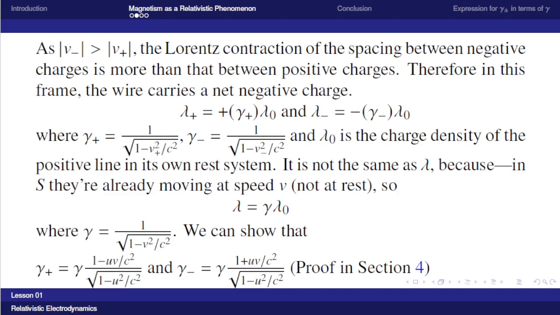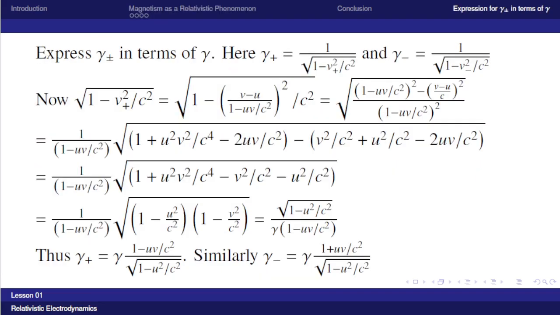So we can relate lambda with lambda 0 by lambda equal to gamma lambda 0, where lambda 0 is the charge density in their rest frame, and lambda is the charge density in a frame moving with a speed V, where gamma is 1 by root of 1 minus V square by C square. Now, by some algebra, we can show that gamma plus is gamma into 1 minus UV by C square by root of 1 minus U square by C square, and gamma minus is gamma into 1 plus UV by C square by root of 1 minus U square by C square. The proof is given in the last session. We can see it: express gamma plus and gamma minus in terms of gamma.